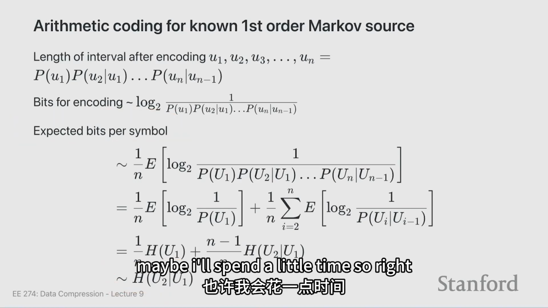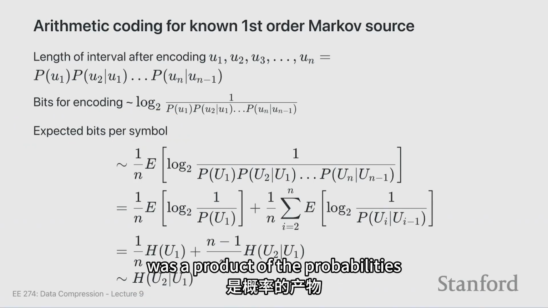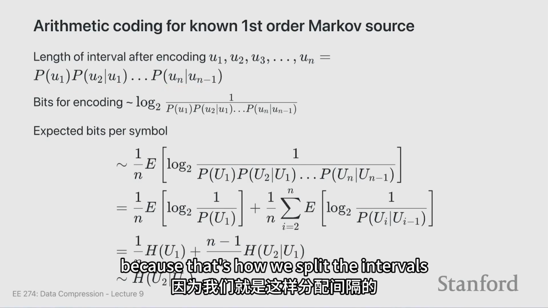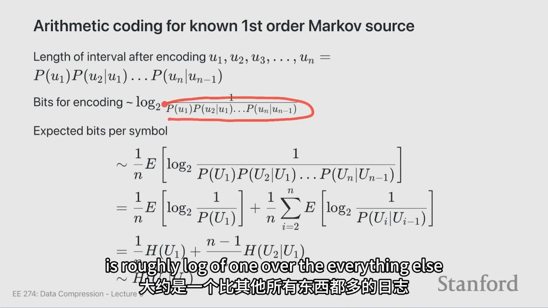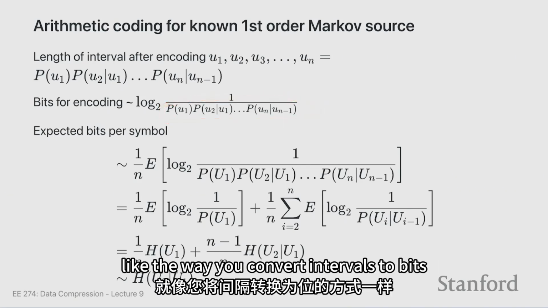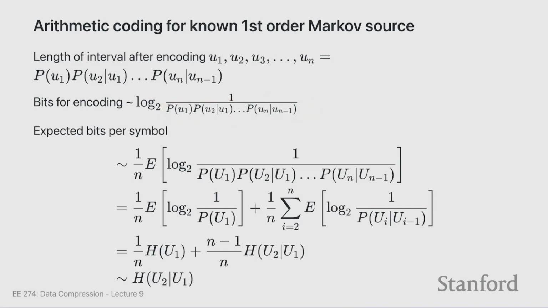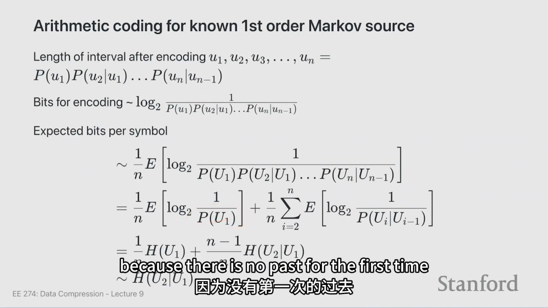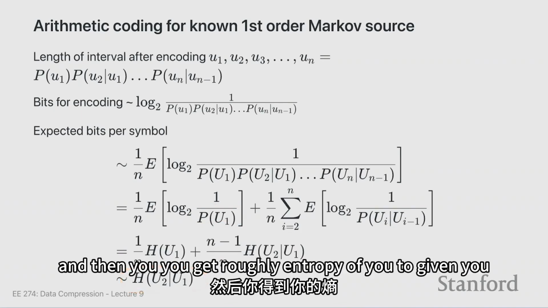Maybe I'll spend a little time. You remember that the length of the interval for arithmetic coding was a product of the probabilities. In this case, you need to take the conditional probabilities at every step, because that's how we split the intervals. And so the bits for encoding is roughly log of 1 over the product. Everything else stays the same: the way you convert intervals to bits stays the same, just the way you split the intervals changes. Then you do the math. The first term is special because there is no past for the first term, but every term after that has a past. You use your usual formulas, and then you get roughly the entropy of U2 given U1.